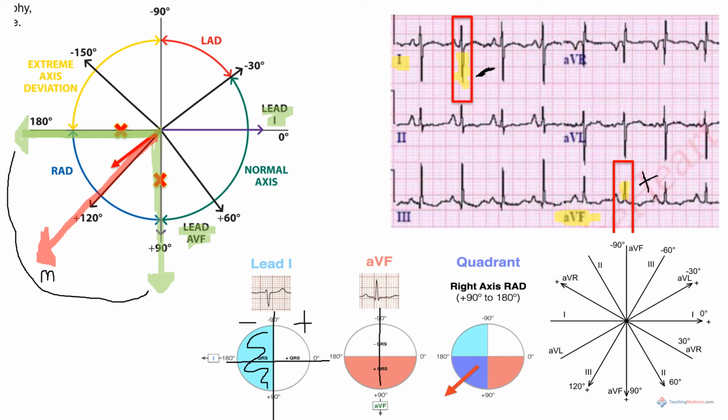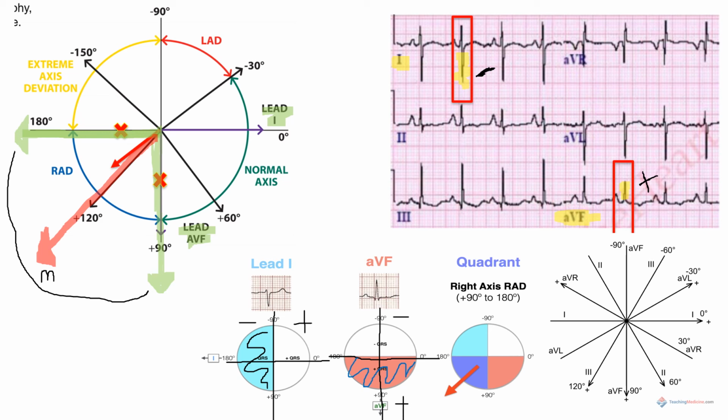Find AVF. So here is AVF. Draw a perpendicular line to AVF. This is negative, this is positive. Shade in, let me just choose a different color. Okay, shade in the AVF, the positive side.